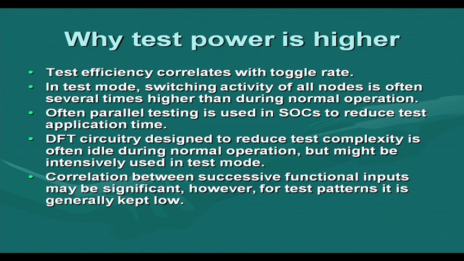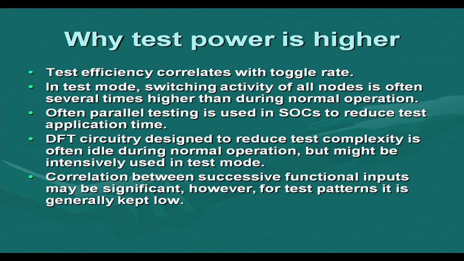Why is test power high? First one is that test efficiency correlates with toggle rate. This point we have discussed a bit. What it says is that if I apply a first test pattern that excites some faults, the next test pattern that I would like to apply should excite some other faults, otherwise it will not detect new faults. So the pattern that we are going to use must be totally different from the existing ones. That way test efficiency correlates with the toggle rate. That is one very important thing.